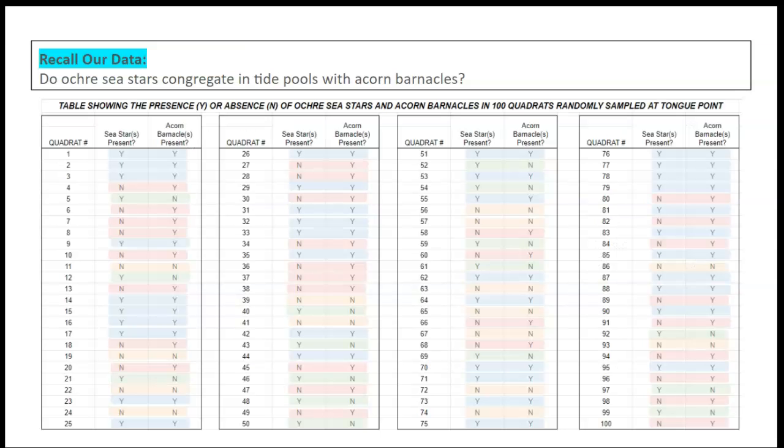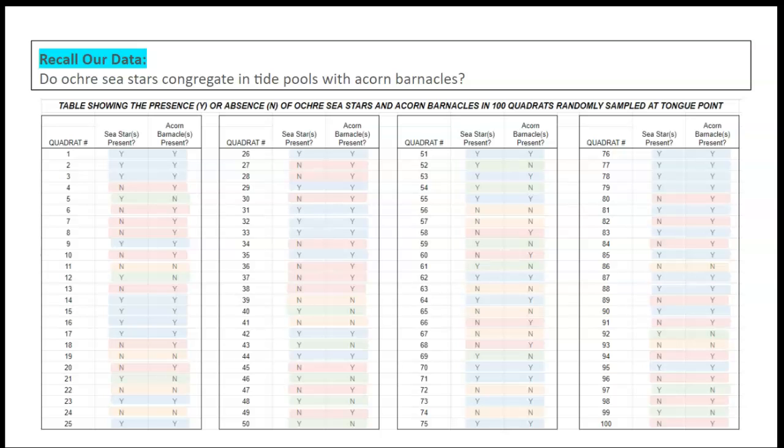This is a crazy slide, but this is how you would gather data. You would look at all of these different quadrats and determine, are sea stars present? Are barnacles present? Yes or no, right? We love yes or no questions. And maybe it's a little hard to see on your screen, but there are 4 different colors here. If it's yes and yes, it's blue. If it's no for sea stars and yes for barnacles, red. The opposite is green, and if it's no for both, then it's yellow.